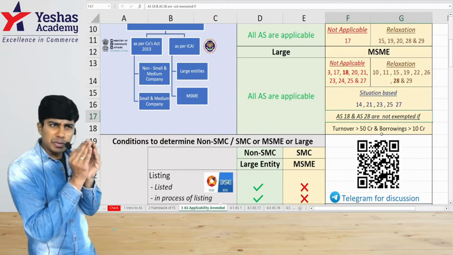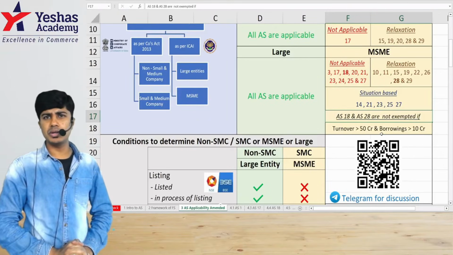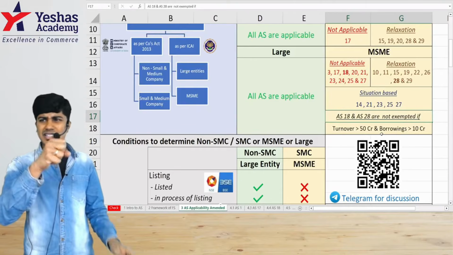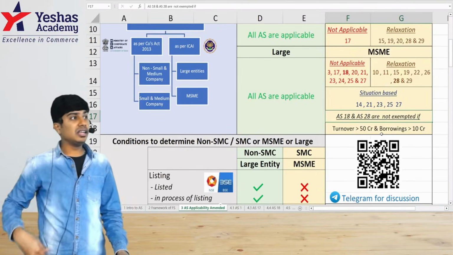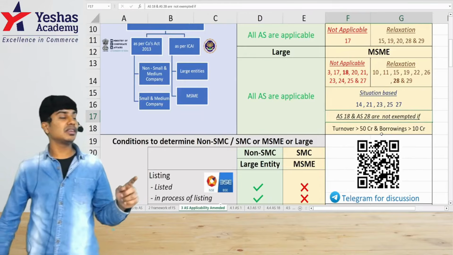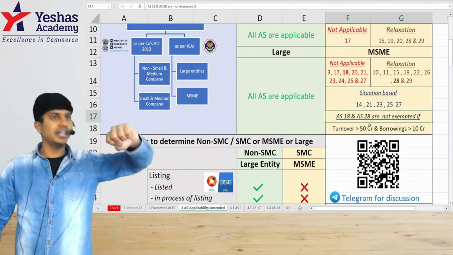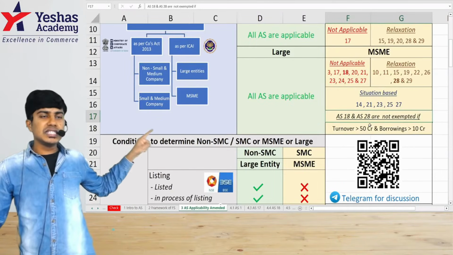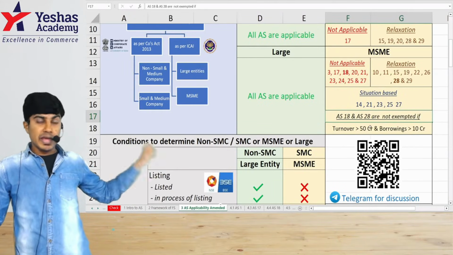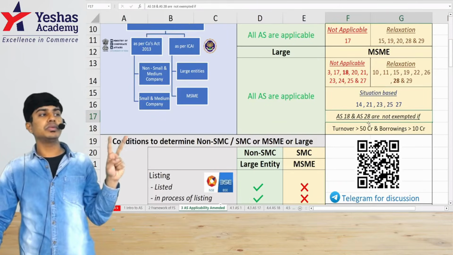You are a small company. Because you are a small company, not all accounting standards are applicable to you. Some standards are exempted, some standards are relaxed. But among the small companies, if you are such a small non-corporate entity, sorry, not company, whose turnover is greater than 50 or whose borrowings is greater than 10, then AS 18 and AS 28 will be fully applicable.